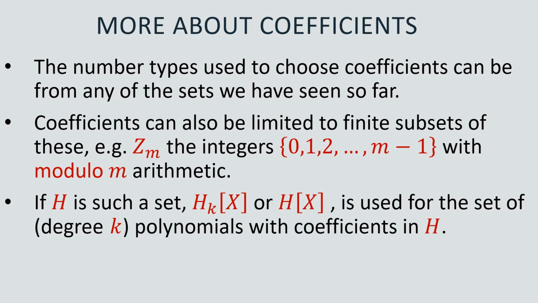If we have a particular set of number types that we wish to focus on, suppose we denote that by h, then we use this notation h sub k of x, or in general h of x, and that describes all of the possible polynomials of degree k whose coefficients are drawn from this number set h.